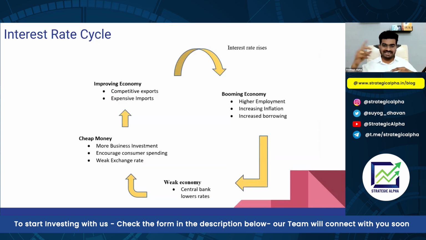And in the economic cycle, if there is a weak economy, the central bank lowers the rates. When the central bank lowers the rates, automatically the money becomes cheap. When the money is cheap, more business investment happens, there is encouragement towards consumer spending, and a weak exchange rate, and because of that, the economy improves. When the economy improves, there are competitive exports and expensive imports. Because of that, a booming economy happens.